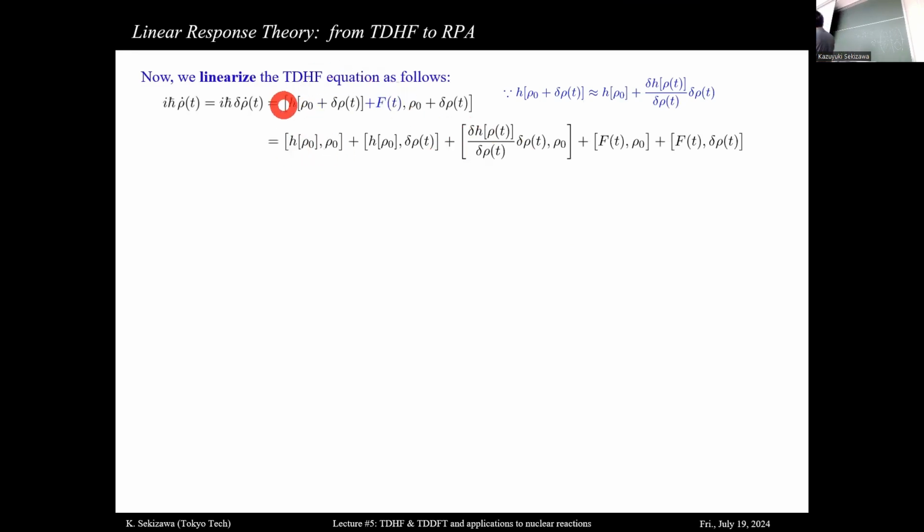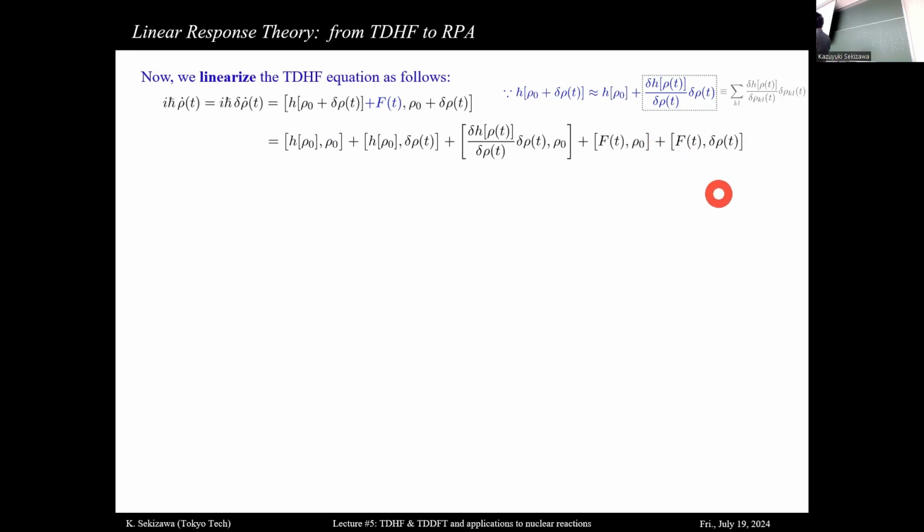So first term is just okay. So we expand this h of rho 0 plus delta rho up to the first order. So h of rho 0 plus this delta h by delta rho times delta rho. And then you can put this equation into this commutation relation. Okay. And you get this first term, it is just a rho 0 term. And you will get also this h of rho 0 times delta rho t here. And so on. Okay.